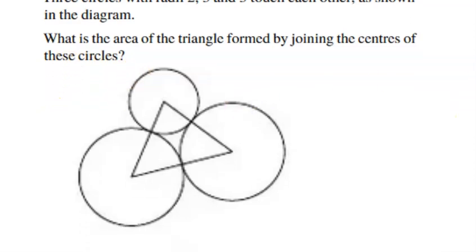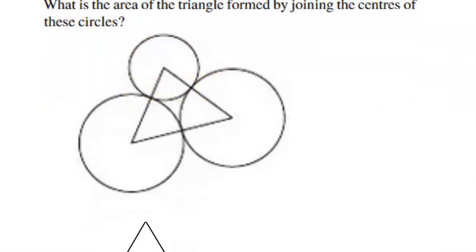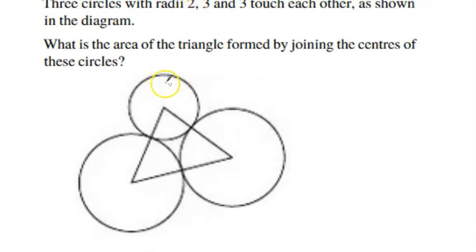Okay, so let's see how we are going to do this. Obviously the smaller circle will have the smaller radius. And what is radius? When you draw a line from the center to any part of the circle, that line is radius. So from here to here is 2, that is the radius, and then this side to here is also 2.